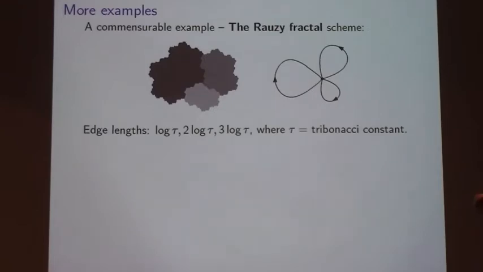But the scaling constants here are just tau, tau squared, and tau cubed, of this Tribonacci constant, which is like a solution to x cubed plus x squared plus x equals 1. And when you take the logs, you just get log tau, 2 log tau, 3 log tau. Of course, every closed path on this graph is an integer times log tau. So when you take the ratio, you just get a rational number.